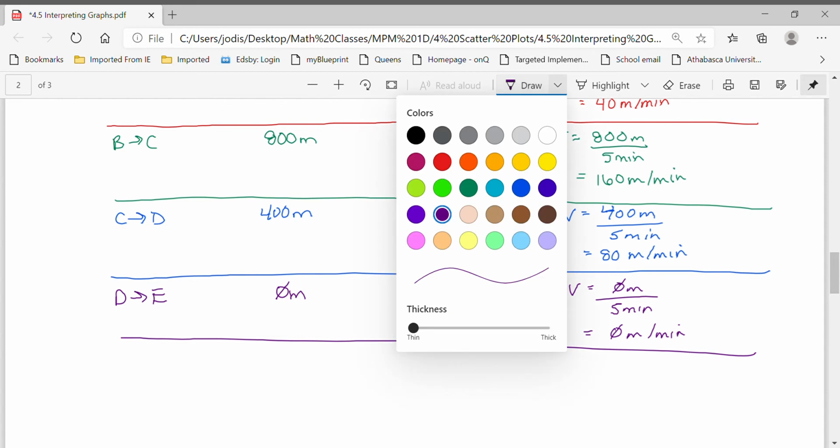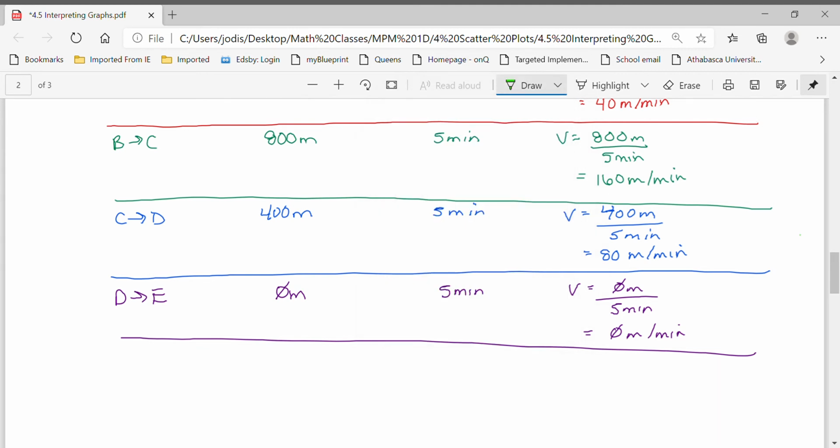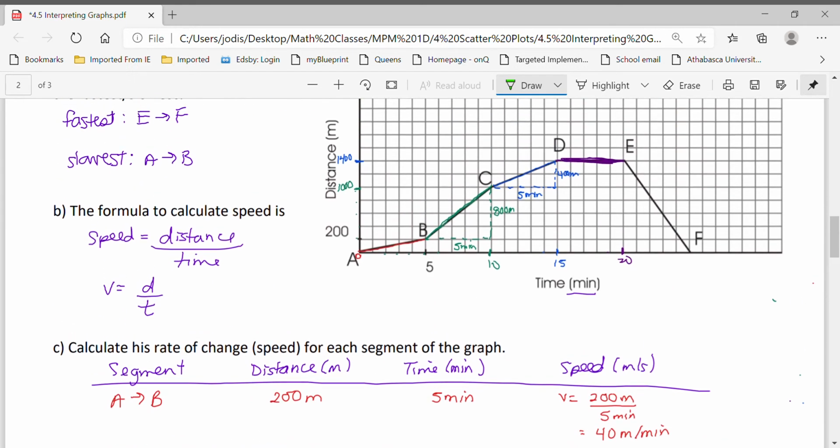All right, last section. Let's try, how about bright green? Maybe that color will work. So then we've got E to F. Okay, so E to F, there's our section here. Again, I would draw my dotted line. So my distance, I'm still at 1,400 meters, and then I'm going all the way back to the starting point. So I went 1,400 meters.